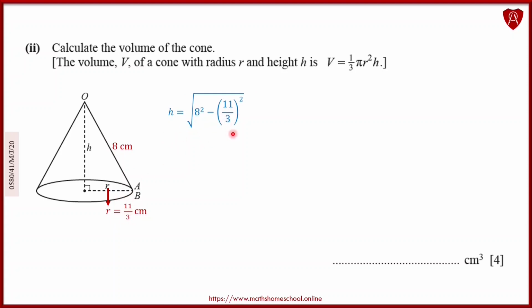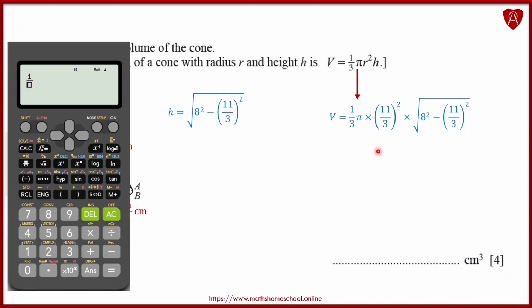No need to pick the calculator at this point, since we do not need h directly. We need to substitute the numbers in this formula for volume. 1/3 pi r squared times h. We now need to pick the calculator and evaluate this as the final answer. 1 over 3 pi times 11 over 3 squared times square root of 8 squared minus 11 over 3 squared. It gives us 100.105, but for our purposes 100 will do. 3 significant figures.